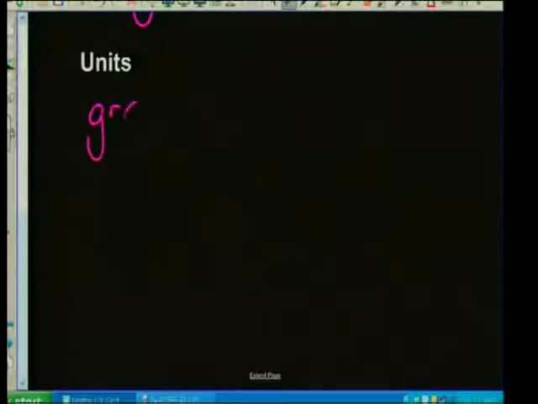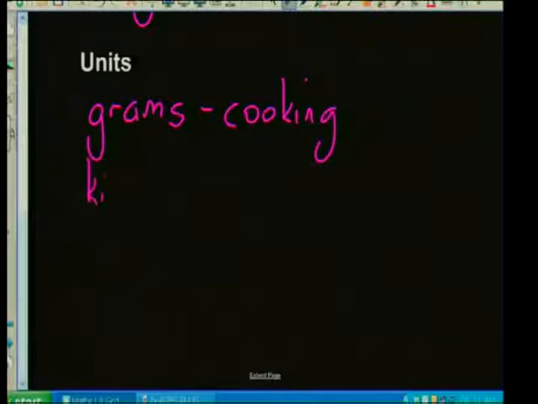Right, let's carry on with the units. So what have we got? Units. I think I've mentioned a lot of the units. We can deal with grams. An example of that would be in cooking. We would talk about kilograms. And then the kilograms, or an example of that would be, say, a person.